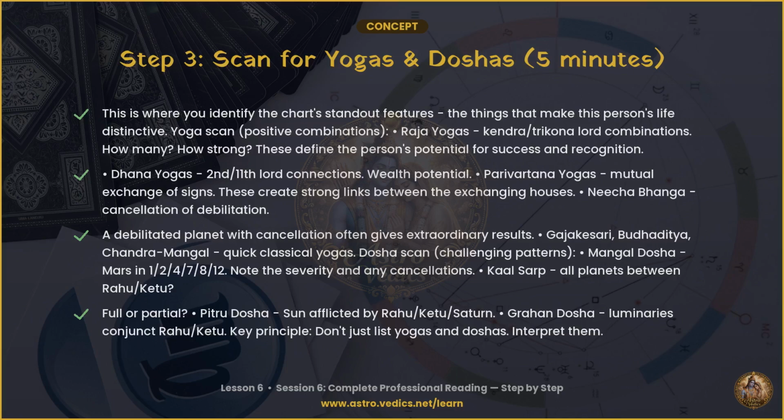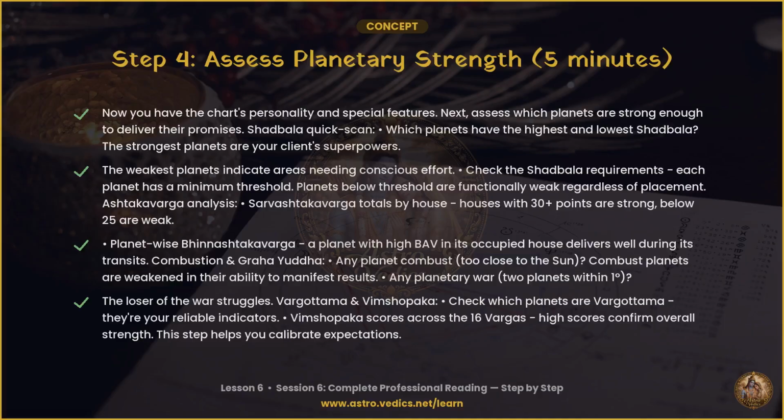Key principle: don't just list yogas and doshas, interpret them. A Raja Yoga involving the ninth and 10th lords has different implications than one involving the fourth and fifth. Context is everything. Step 4. Assess planetary strength, 5 minutes. Now you have the chart's personality and special features. Next, assess which planets are strong enough to deliver their promises.